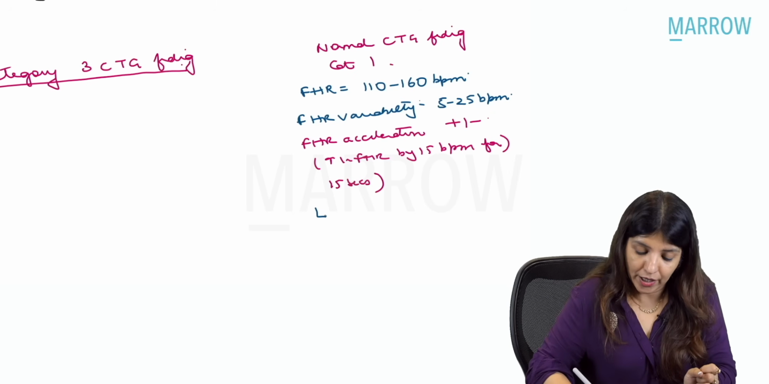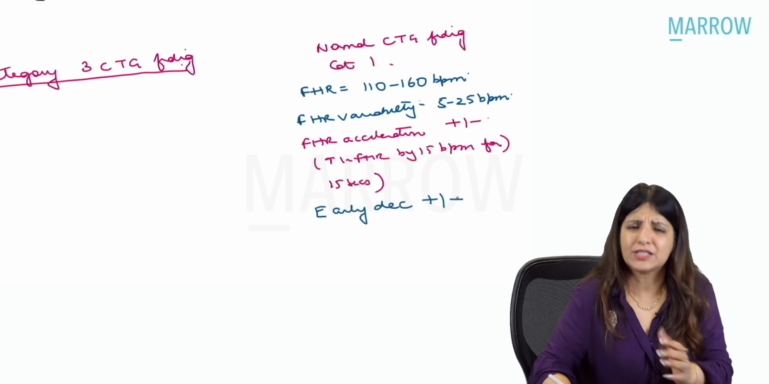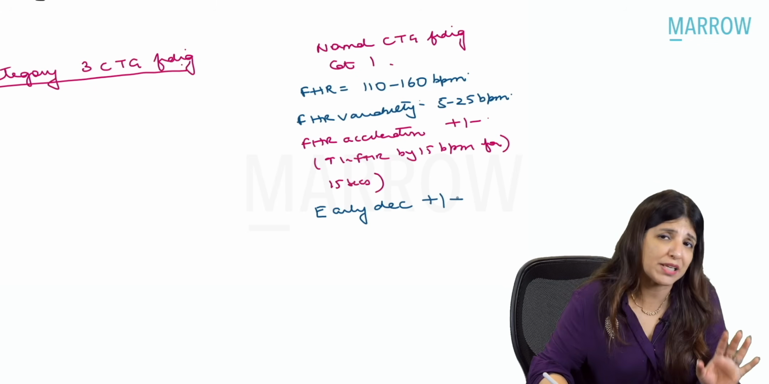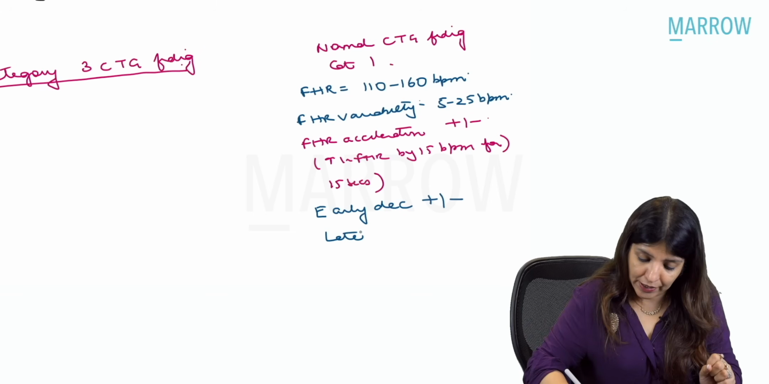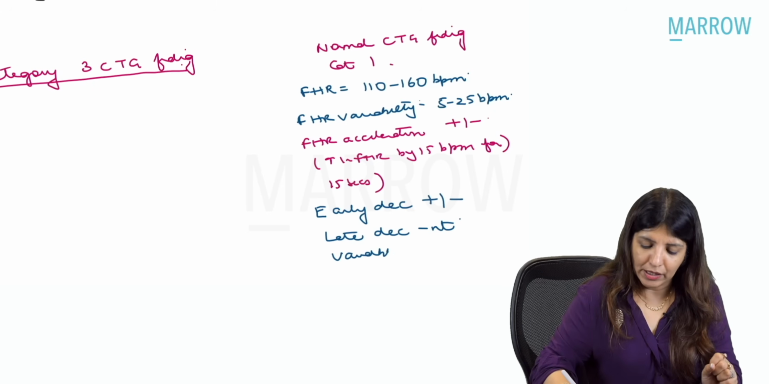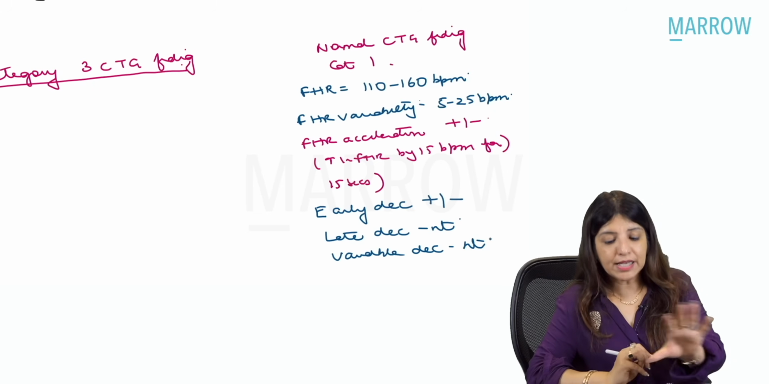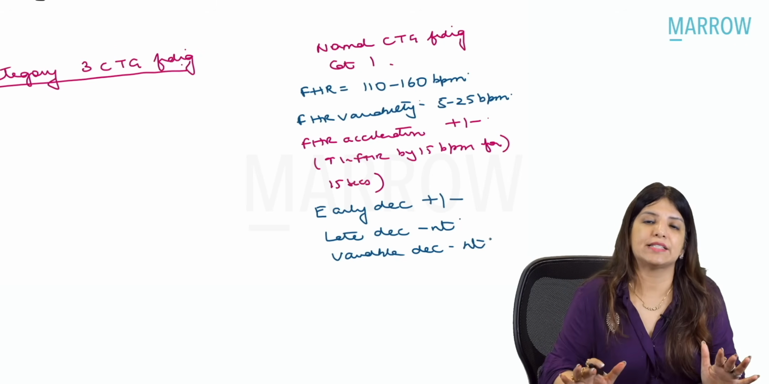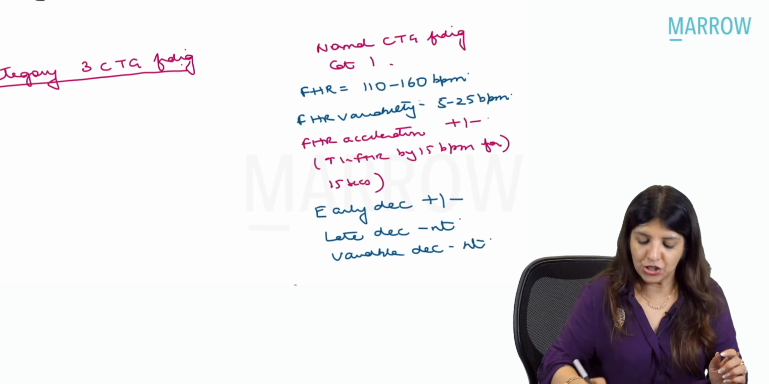Then, early deceleration may be present, may not be present. Even if it is present, it means that the CTG is normal. But late deceleration should be absent. Variable deceleration should be absent. These are the findings. If these findings are there, you call it category 1 or a normal CTG.